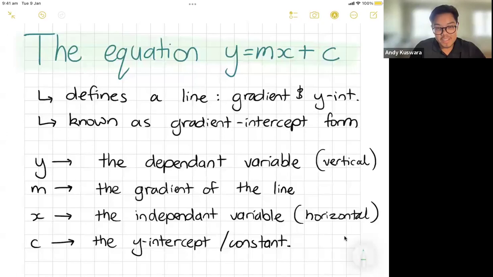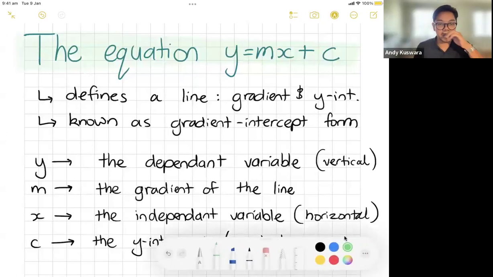Anyways. So today we're talking about a particular equation that we're going to use a lot, y equals mx plus c. You're going to hear me say this very often. Essentially, this equation defines a line, a linear relationship. We're putting it into a form now so we can start to catch some patterns.